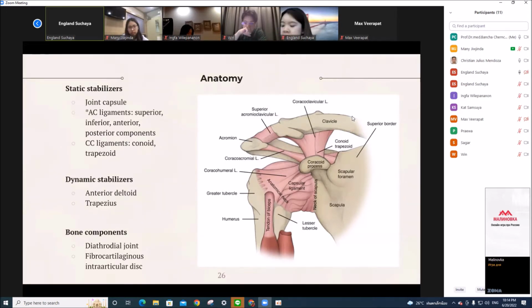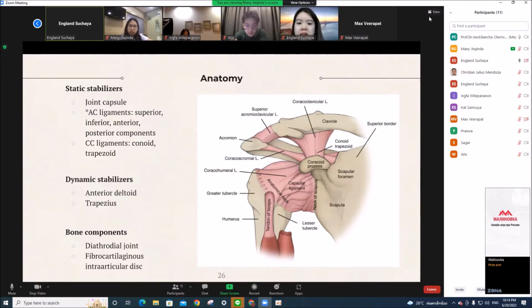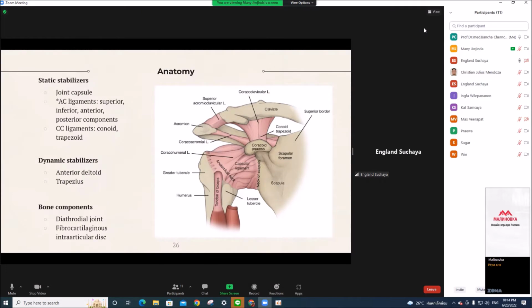You can see that the AC joint is composed of the AC ligament and the CC ligament. Basically, the AC ligament is like the intrinsic compartment, and there are the superior, inferior, anterior, and posterior components. The superior acromioclavicular ligament is the strongest.